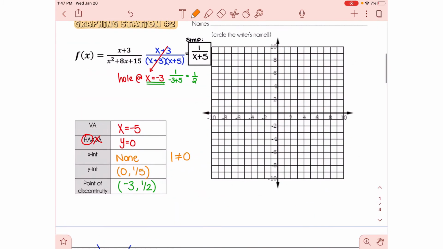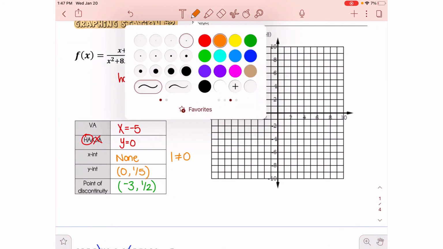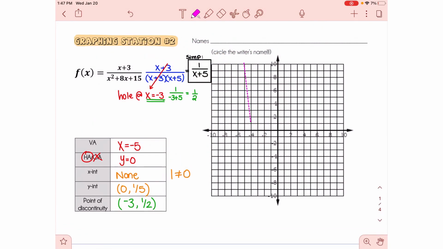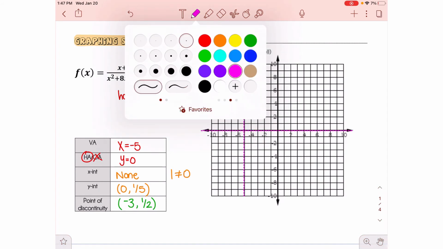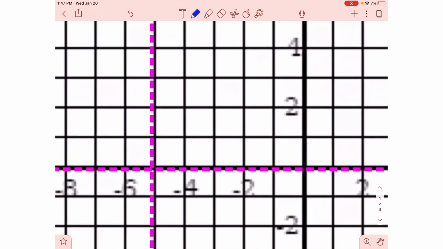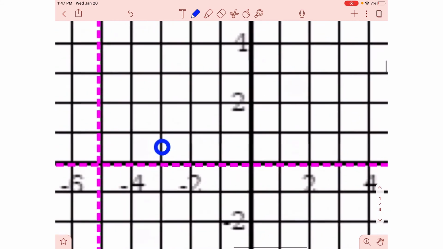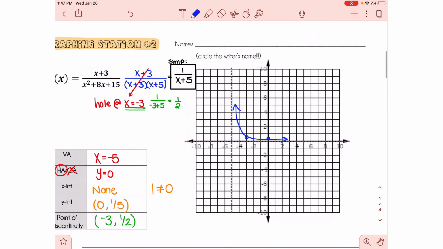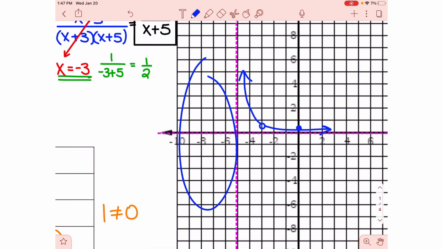So let's graph everything we know. We know that we have at -5 a vertical asymptote. We know that at 0, we have a horizontal asymptote. We know that there is a hole at -3, 1/2. -3, 1/2 is here. We also know 0, 1/5 is the y-intercept.